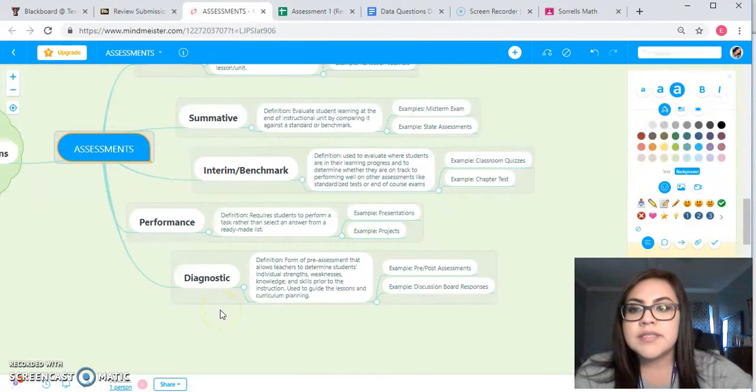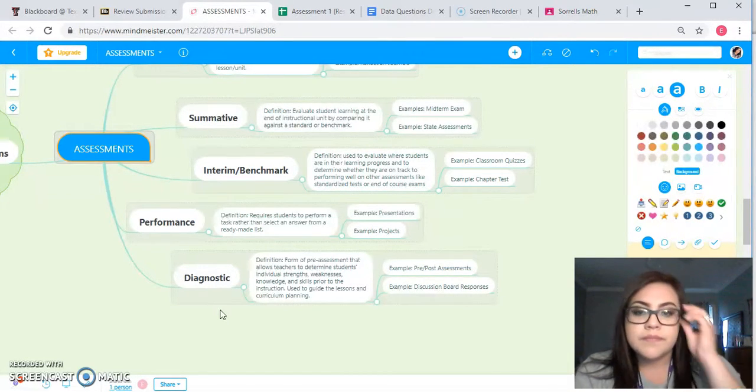I also have diagnostic assessments. The definition: it's a form of pre-assessment that allows teachers to determine students' individual strengths, weaknesses, knowledge, and skills prior to the instruction, used to guide the lessons and curriculum planning. Two examples, pre and post assessments and discussion board responses.